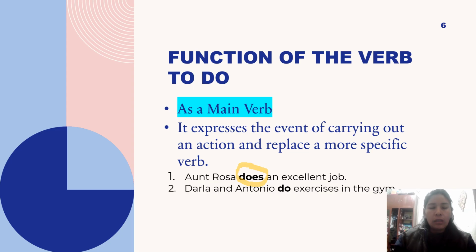And in the second example, Darla and Antonio do exercise in the gym. That means they run, they jump.